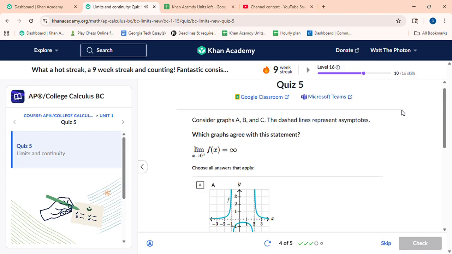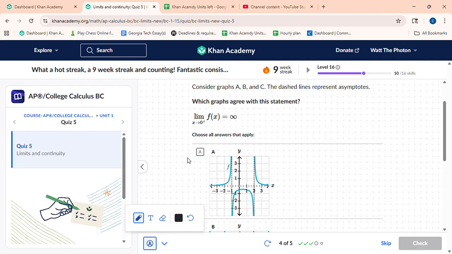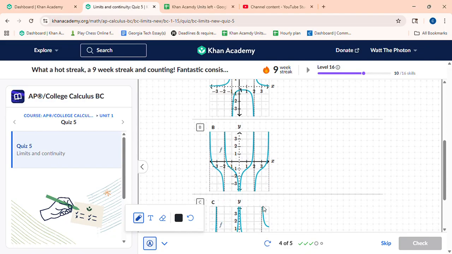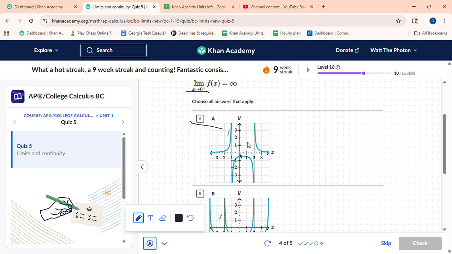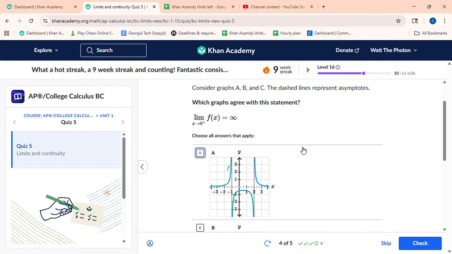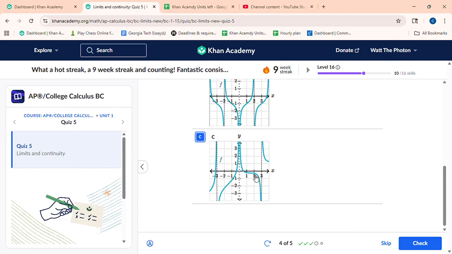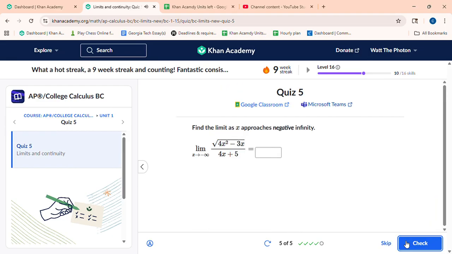Consider graphs A, B, C, D. The dashed lines represent asymptotes. Which graphs agree with this statement? As x approaches 0, f of x is equal to infinity. Number right here. That's incorrect. This gets negative infinity. From the right, C is correct. Anything else? 0 from positive. 0 down. There you go. Thank you.